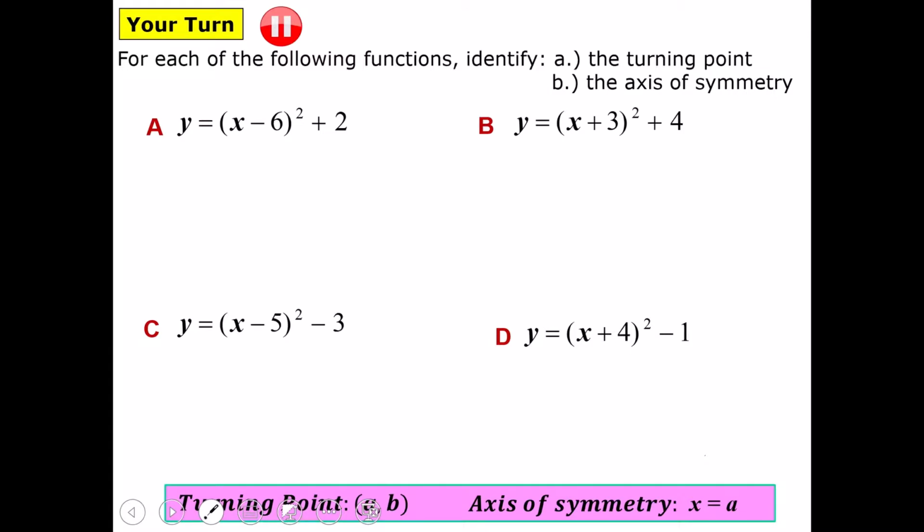Okay, so I would like you to try these 4 questions. So if you pause the video here, down the bottom there are little hints to help you. Remember, your turning point is a, b, and the axis of symmetry is x equals a. Make sure you've got this box copied down into your jotters as well. For the following functions, I would like you to identify the turning point and also the axis of symmetry. So if you pause here and give them a go.